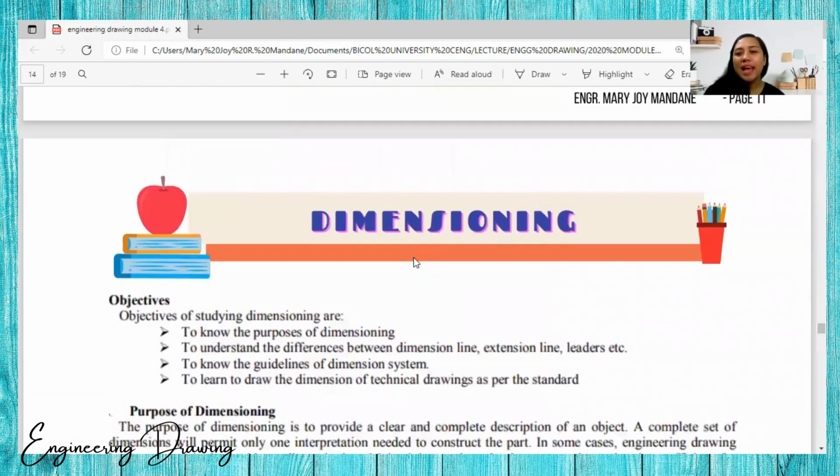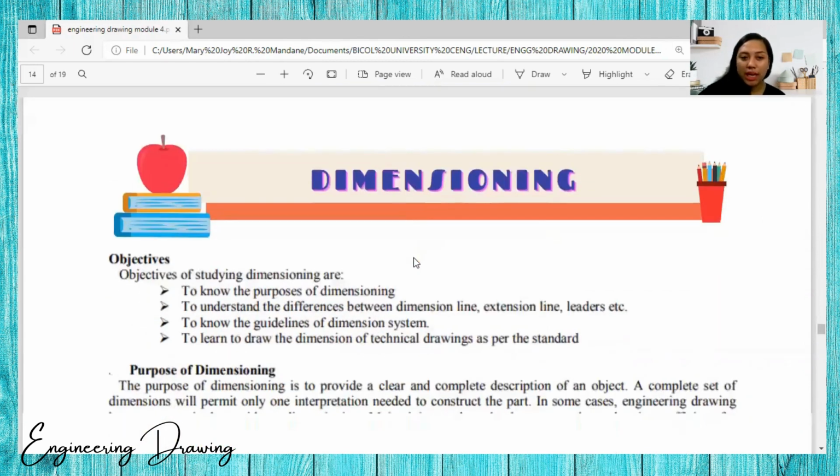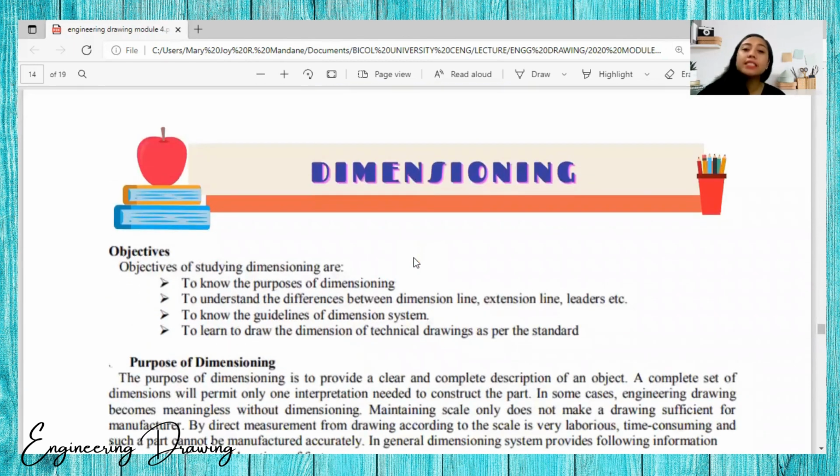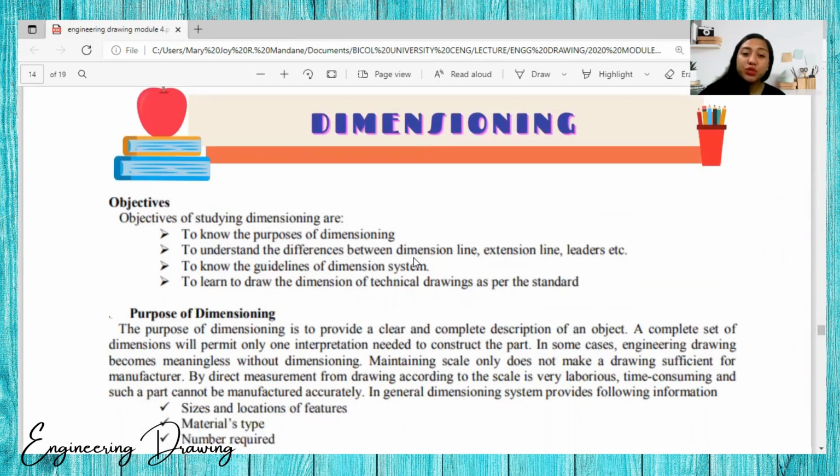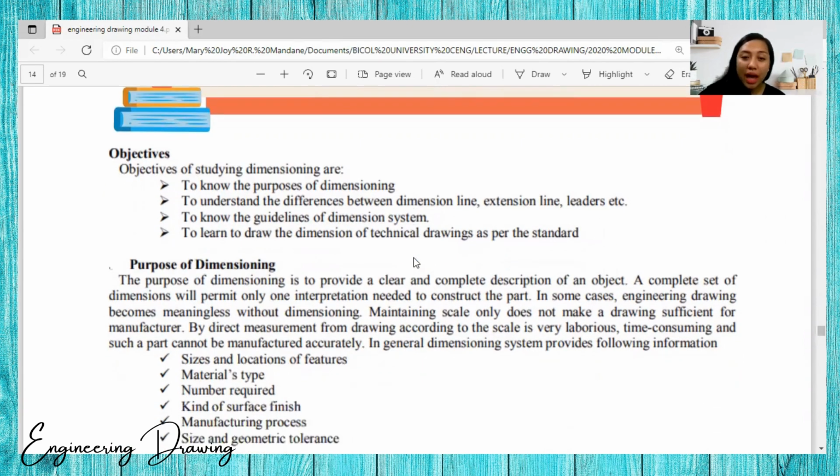Okay, now, let's discuss the last topic for today. It's about dimensioning. The objectives of this topic are to know the purposes of dimensioning, to understand the differences between dimension line, extension line, leaders, etc., to know the guidelines of the dimension system, and to learn to draw the dimensions of a technical drawing as per the standard.